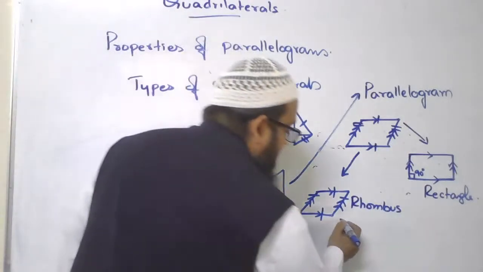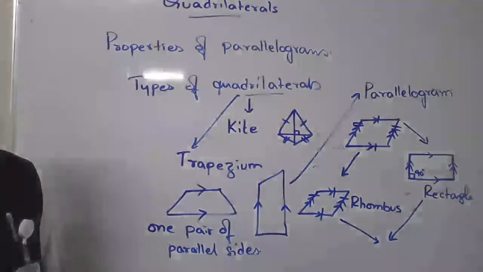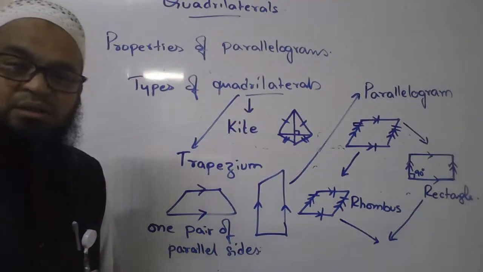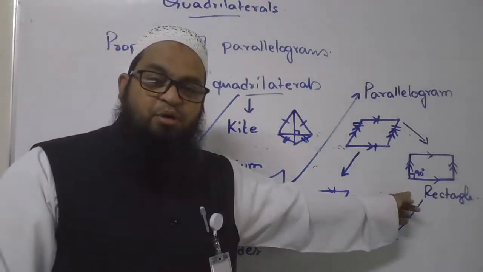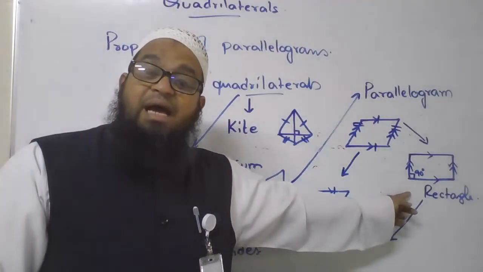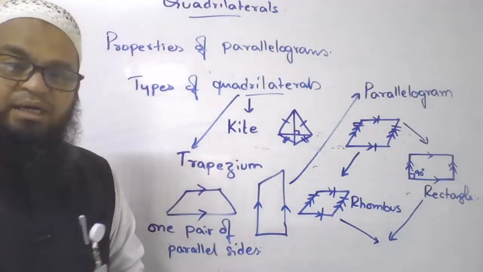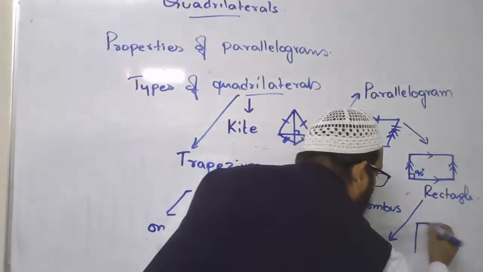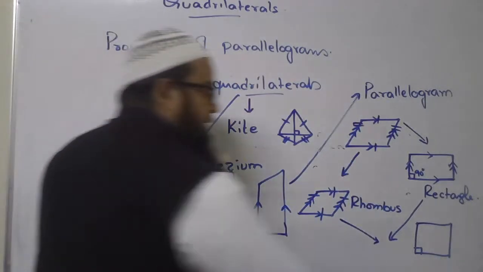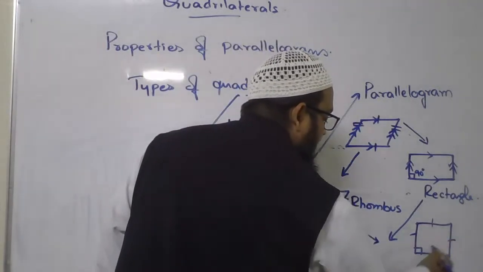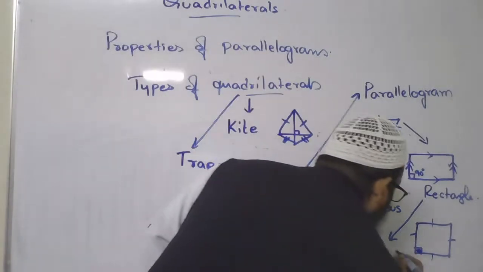Now, if I combine the properties of rhombus and rectangle, what is the property of a rhombus? All sides are equal and opposite sides are parallel. And what is the special property of a rectangle? The angle between the adjacent sides is 90 degrees. So if I add these two properties, it becomes a square. What is a square? All sides are equal and the angle between adjacent sides is 90 degrees.